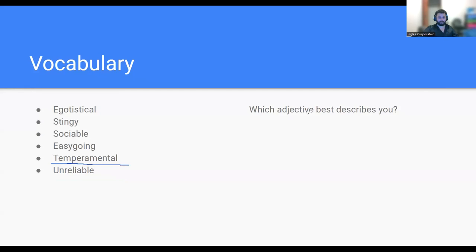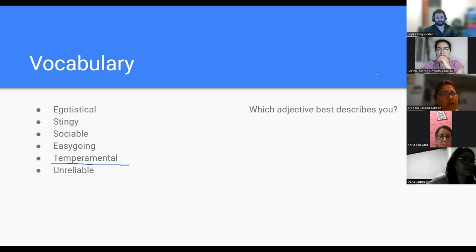Who's someone temperamental? Temperamental, guys, is the same as in Spanish, someone who gets angry easily, right? Are you temperamental? Sometimes. Okay, you're very honest. I like that. Being honest is good. Very good. Unreliable. Are you unreliable? Sometimes too. No.